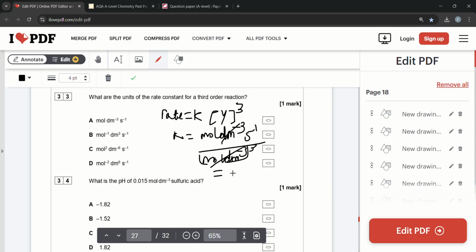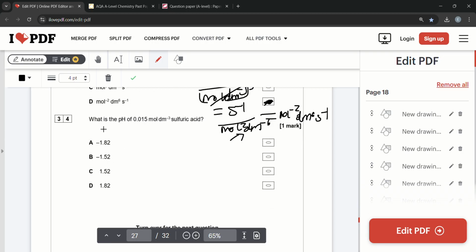Cancel out, you're left with s^-1 over mole^2 dm^-6, which is mole^-2 dm^6 s^-1, because they're denominators. Therefore it is D.